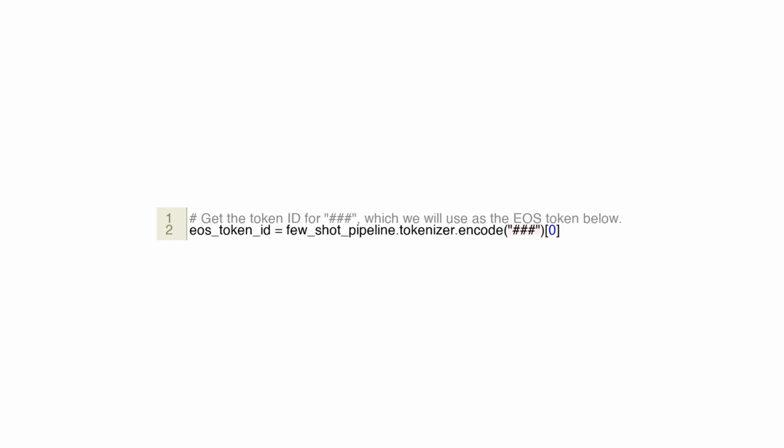It gets the token ID for the special string text step, which likely represents the end of a sentence or document, and assigns that token ID to the variable EOS token ID. This token ID will likely be used as a special marker to signify the end of a given text sequence. This snippet is important for setting up the few-shot learning pipeline with Hugging Face, as the tokenizer is a key component for the EOS end-of-sequence token.